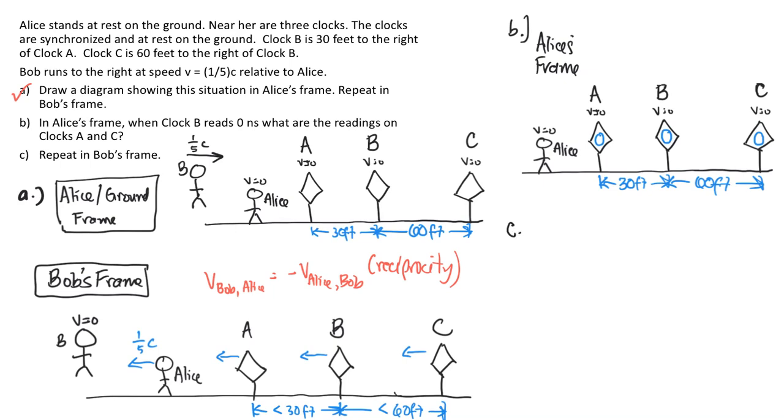However, part C is asking us to do the same thing in Bob's frame. And what we're going to see is that in Bob's frame, these clocks are not reading the same number for a single instant of Bob's time.